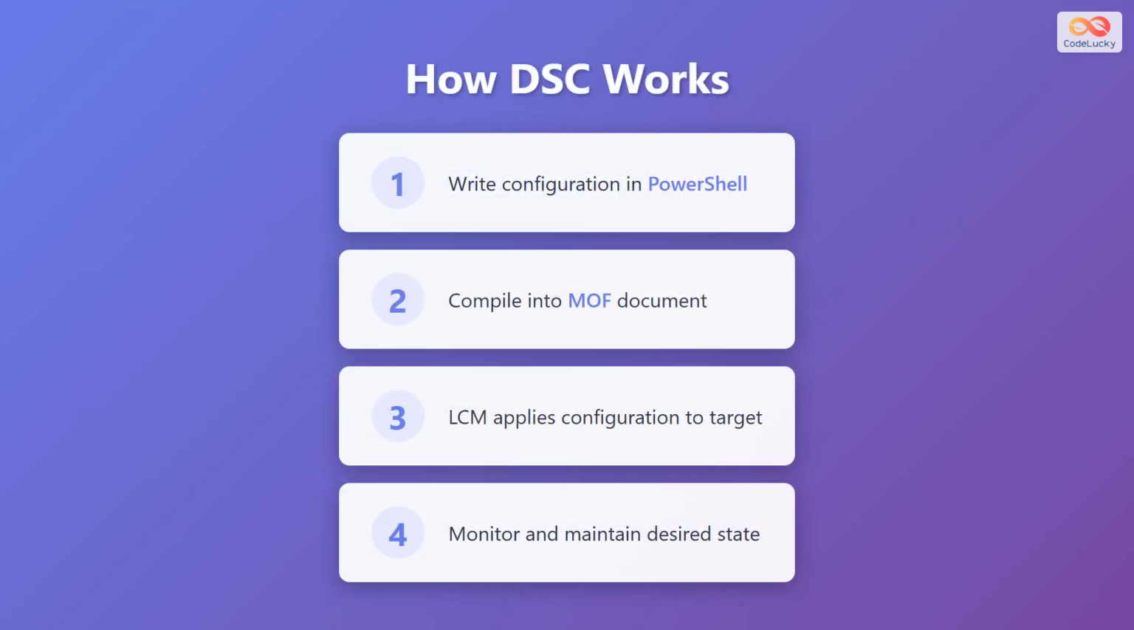The DSC workflow has four main steps. First, you write your configuration in PowerShell using a simple, readable syntax. Second, you compile that configuration into a MOF document, which stands for Managed Object Format. This is a standardized format that the system can understand. Third, the Local Configuration Manager applies the MOF document to the target system, making the necessary changes. And fourth, the LCM continuously monitors the system and maintains the desired state, fixing any drift that occurs over time.